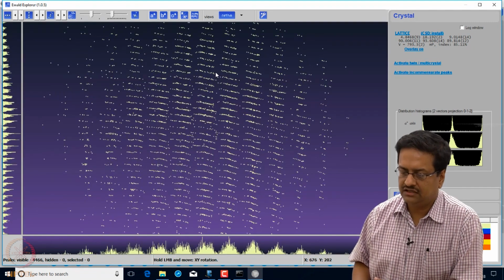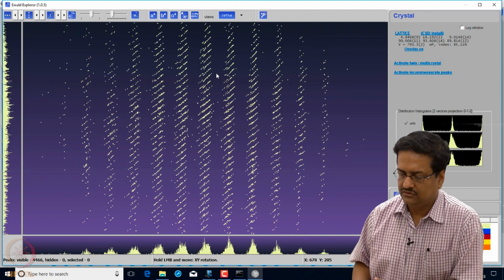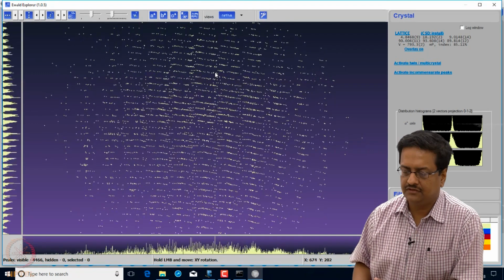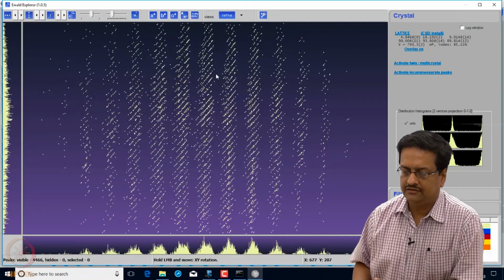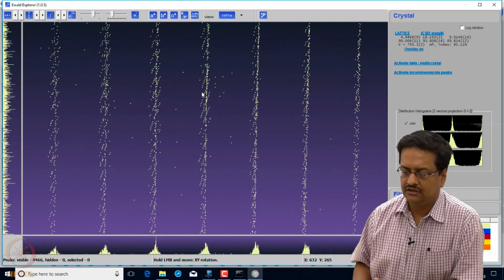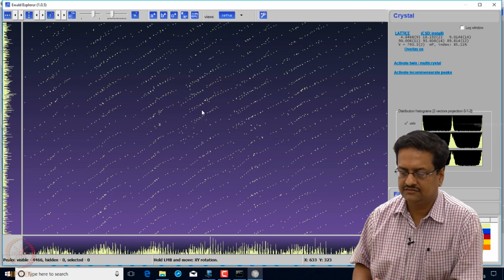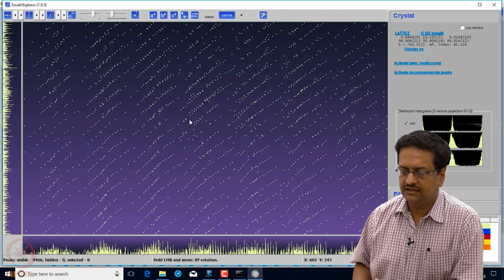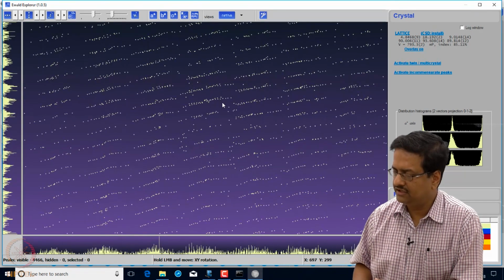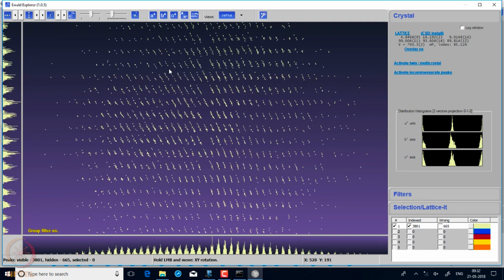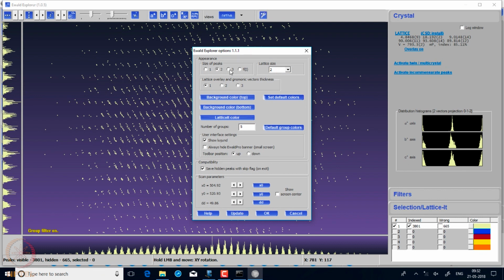See, here what we can see are several spots, and those spots are falling in one line. Every set of spots is following an array. That array indicates that they are reciprocal lattice points forming a reciprocal lattice. What we see is that there are some wrong reflections, which are probably 665.